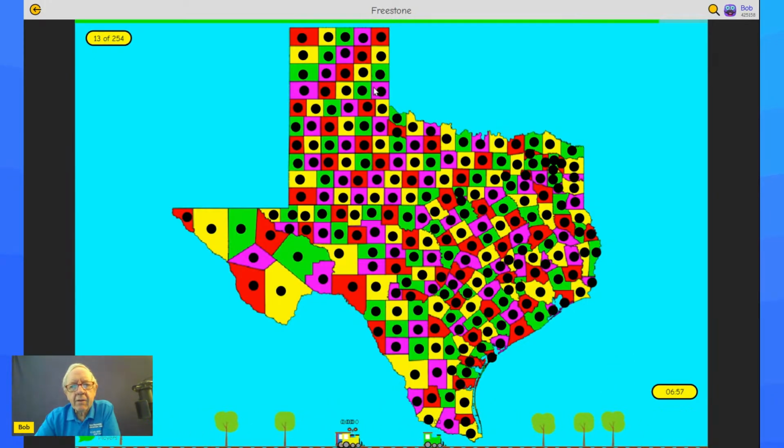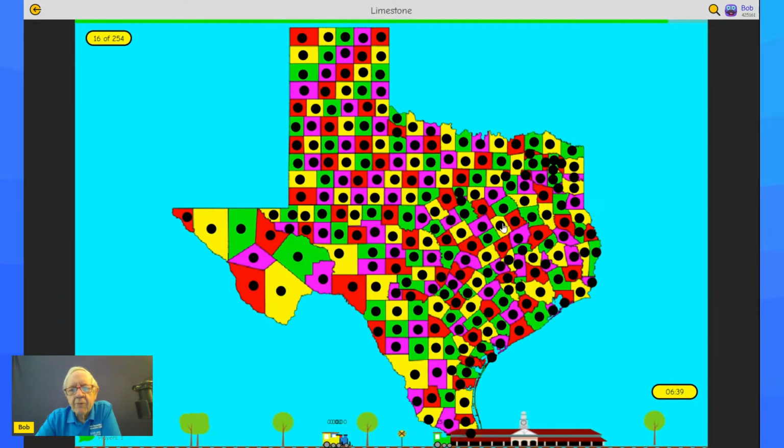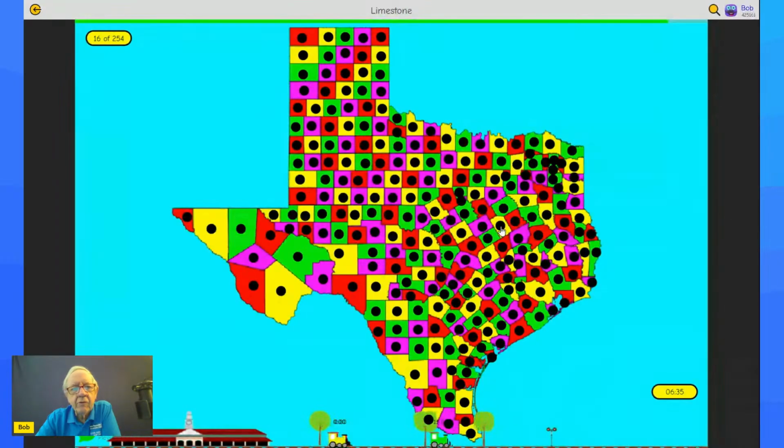Freestone. Freestone would be this. This is limestone and freestone. That's kind of, I don't know. You never know how they name their counties. This is Runnels, Floyd. This would be Floyd, the yellow one. Limestone. I just mentioned limestone over by Freestone. This is limestone. I've answered 17 so far.